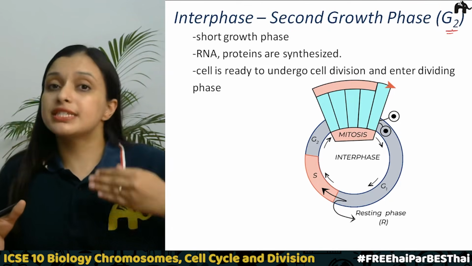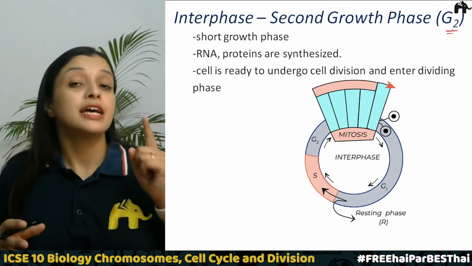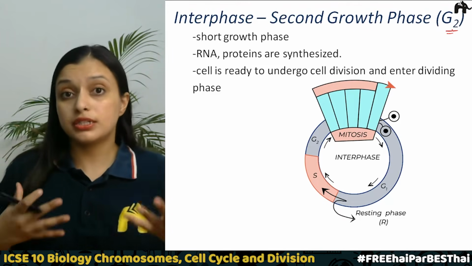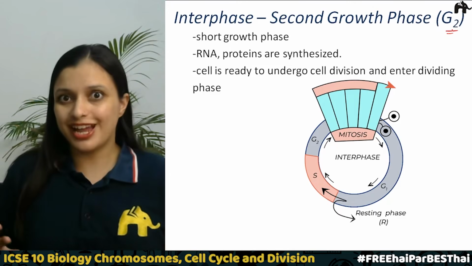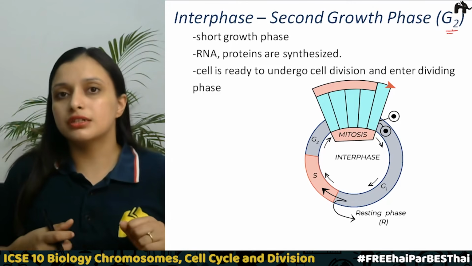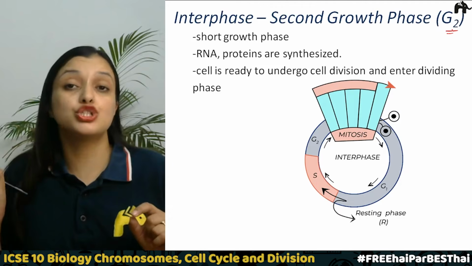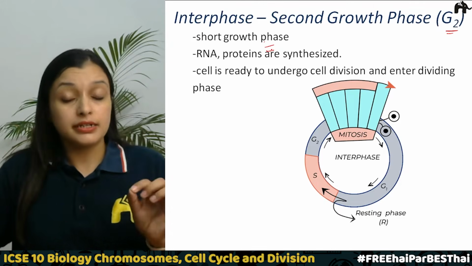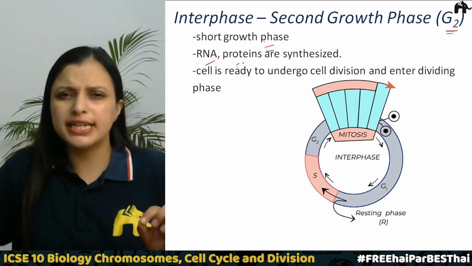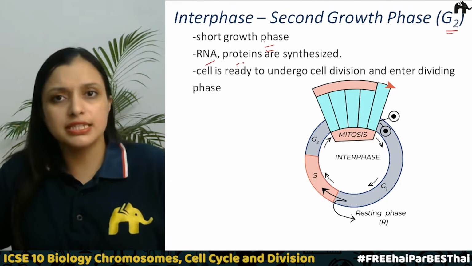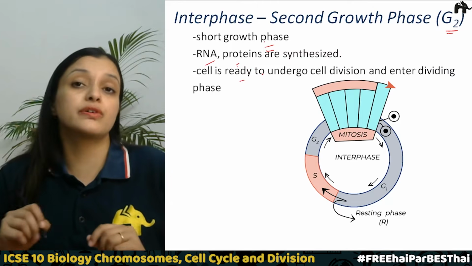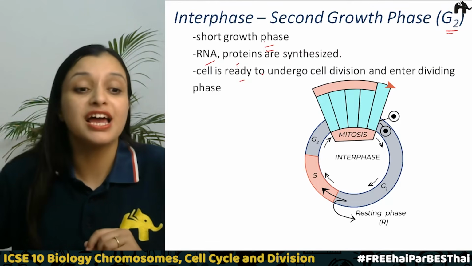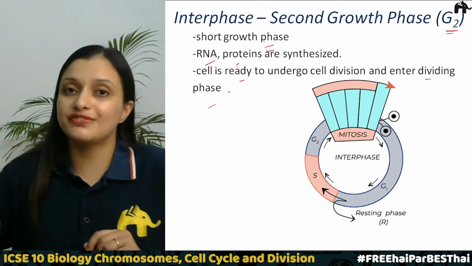When we came to the second phase, that was the S phase, that time DNA was replicated. So the DNA got duplicated, right? Now coming on to the third phase, that is second growth phase, G2 phase. Now this phase is the shortest of all. Here the RNA and proteins which are left are synthesized and the cell is now ready to undergo cell division, and the cell then enters the dividing phase.